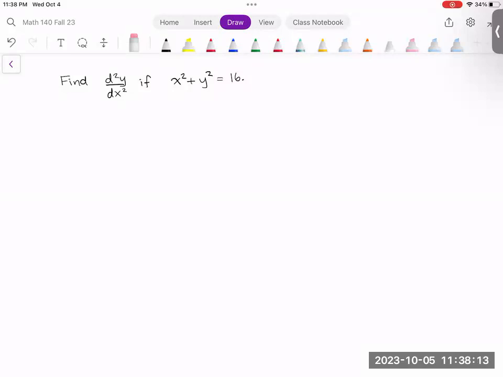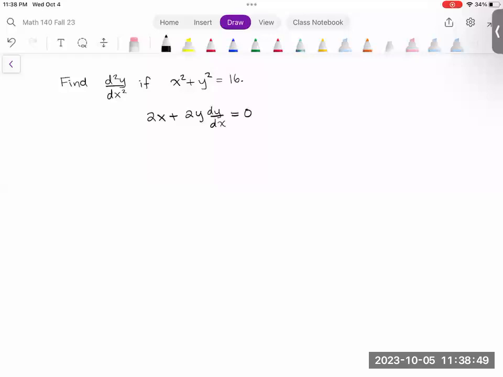Differentiating the left-hand side, we have 2x as the derivative of x squared. And to differentiate y squared, remember, think chain rule. We differentiate our outside function and evaluate it at the argument. That gives us 2y. And then we want to multiply by the derivative of y, dy dx. On the right-hand side, we're differentiating the constant 16, and so we get 0 out.